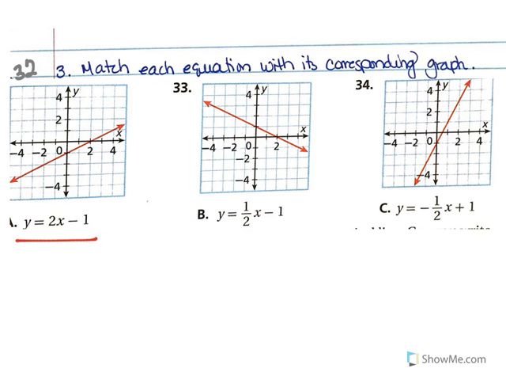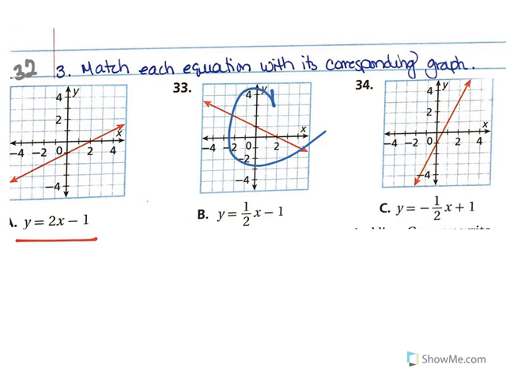So that tells me already that C has to be the answer for that. Well, let's check. Starting at +1, and does it have a negative slope? Oh, yeah, it does. And is it going down 1 to the right 2? Yes, it is. So we know that 33 has got to be C.